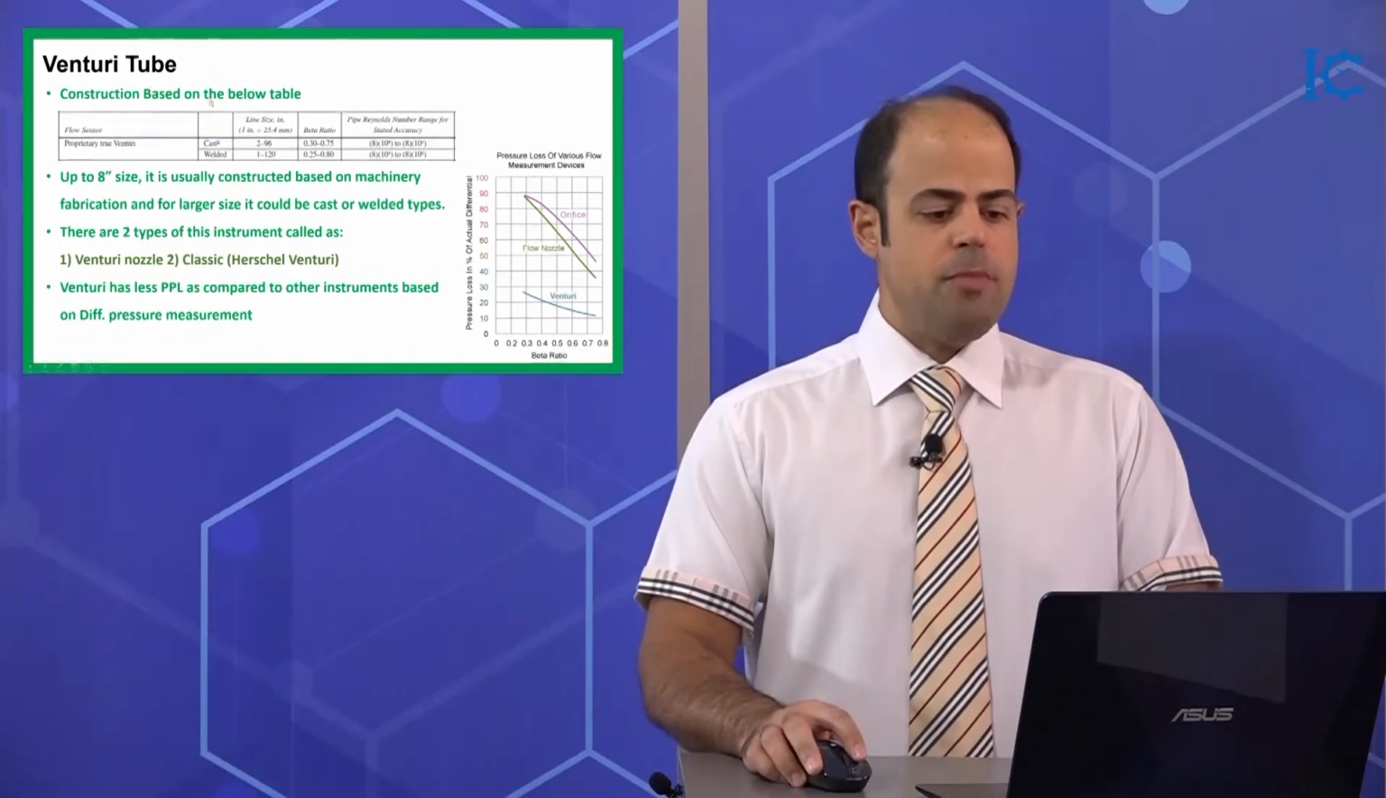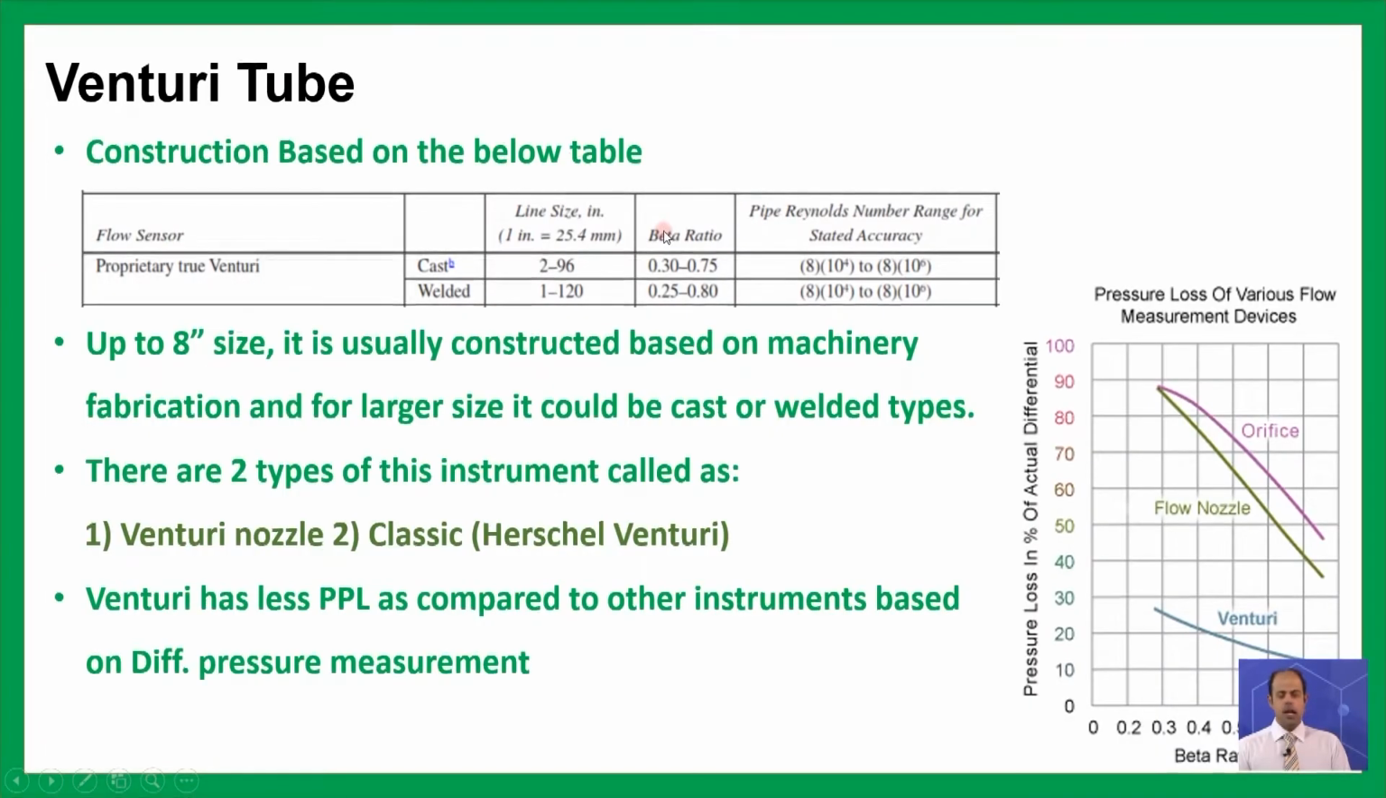About the other things related to the Venturi tube, I gave you some other points here. The construction based on this table is usually performed as follows. As you can see, we have 2 different types of Venturi based on construction. The first one is cast and the second one is welded. The cast can be produced in sizes up to 96 inches, while the welded one can be fabricated up to 120 inches as well.